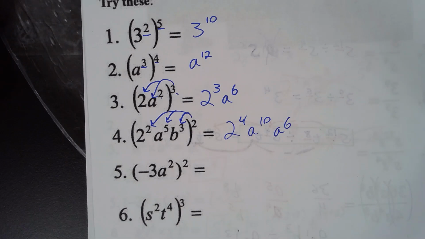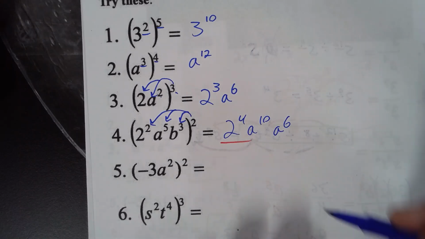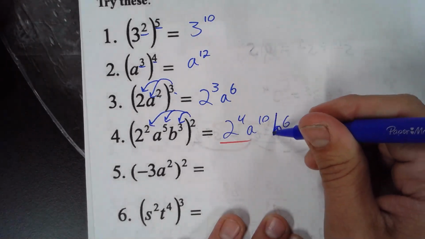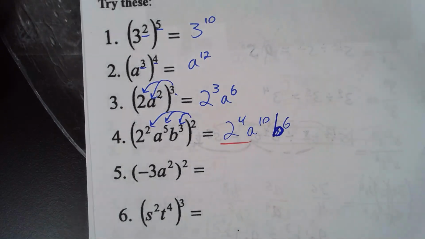I could try to evaluate what 2 to the 4th power is, but yeah. Oh, I'm sorry, not a, b. This should be a b. Okay, so try number 5 and 6 on your own.